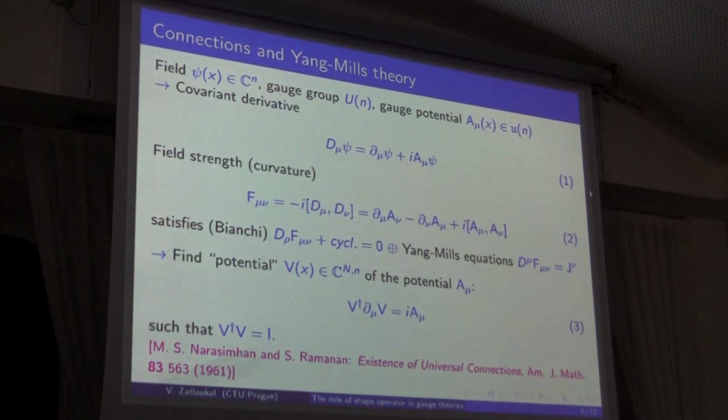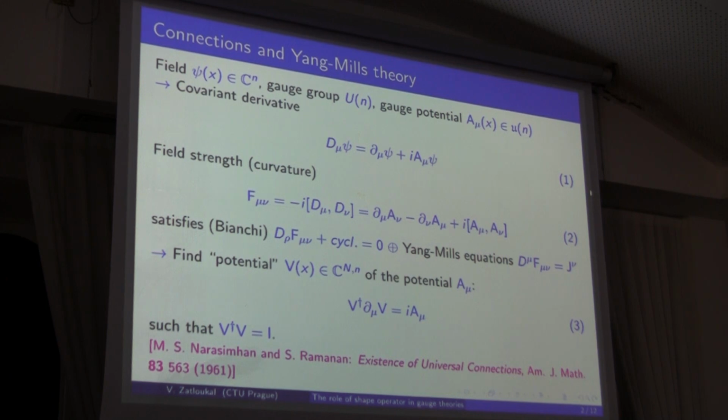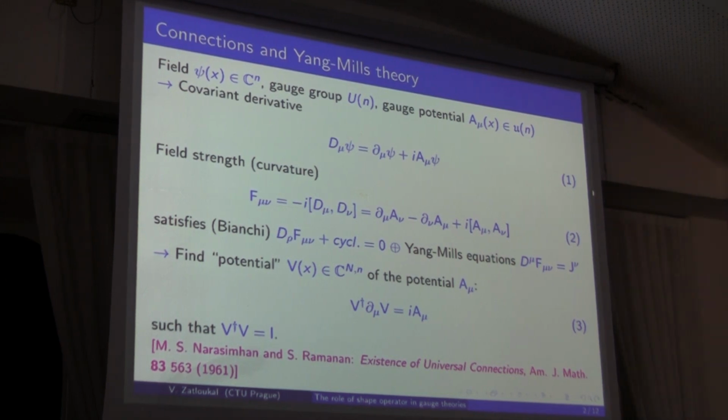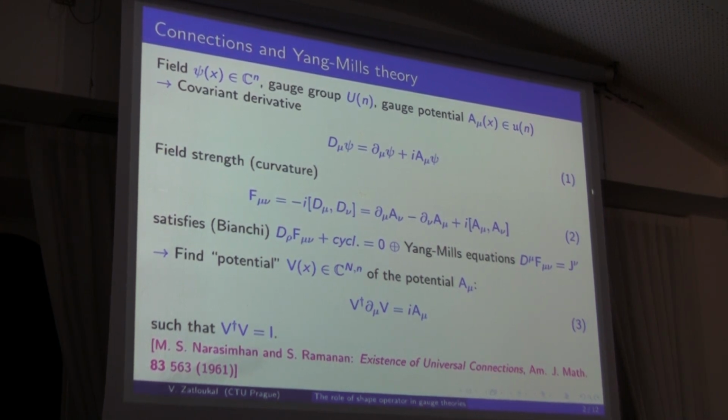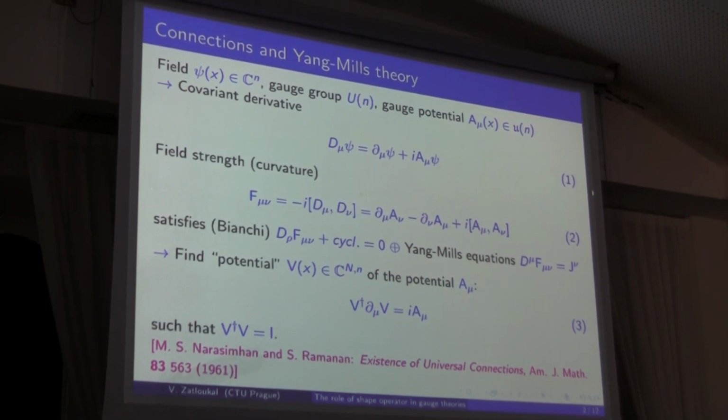So I will just recall what one does in the standard approach. There are those theories. Of course, one has some n-component field and the gauge potentials which take values in the Lie algebra of the gauge group U(n). One defines the covariant derivative, and the field strength is the commutator of covariant derivatives. And this is what we do usually, of course.